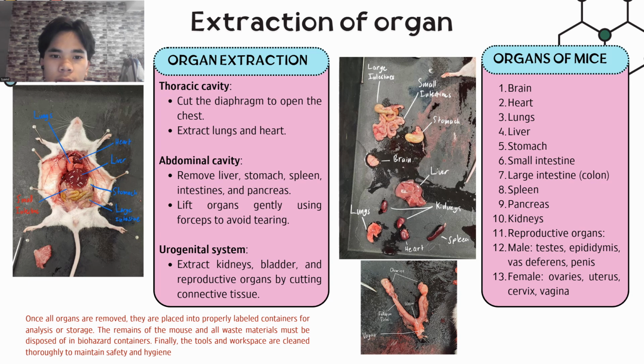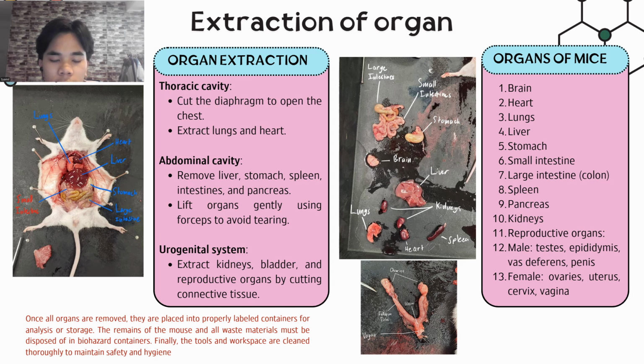So next is the extraction of organs. First, we cut the diaphragm to open the chest, and extract the lungs and heart. And then in the abdominal cavity, we remove the liver, stomach, spleen, intestine, and pancreas. We lift organs gently using forceps to avoid tearing. And lastly is the urogenital system, where we extract the kidneys, the bladder, and the reproductive organs by cutting connective tissues. So as you can see, these are the organs of the mouse that we collected.